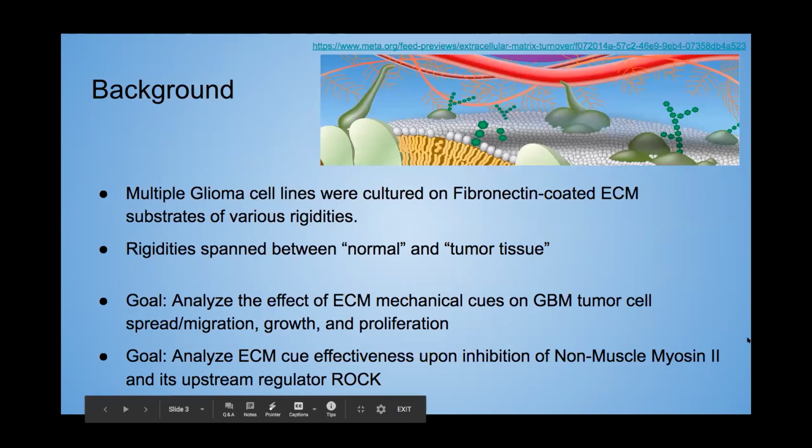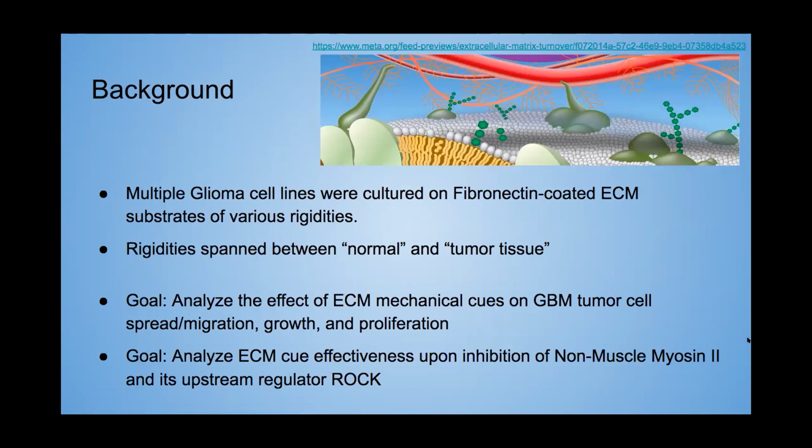So basically, multiple glioma cell lines were cultured on fibronectin-coated ECM substrates of various rigidities, spanning between normal and tumor tissue as far as those rigidities go. So for values, the softest substrate will be 0.08 kilopascals. So again, 0.08. The middle rigidity will be 0.8 kilopascals. And then the highest rigidity that you're going to see a lot is going to be 119 kilopascals, which is very rigid.